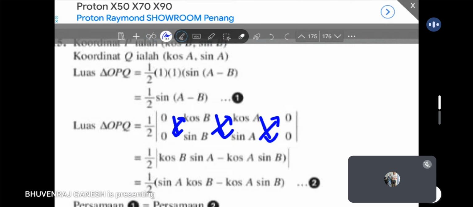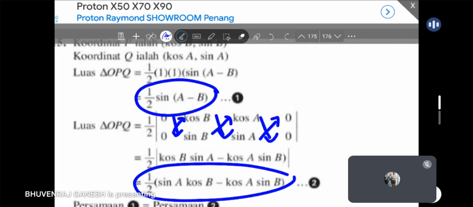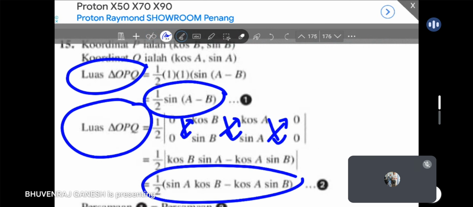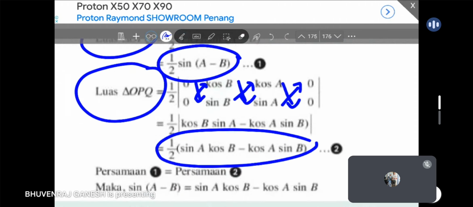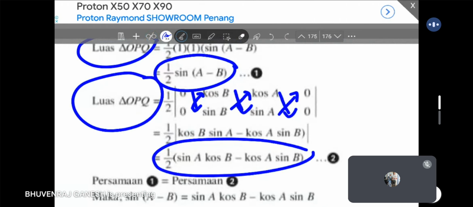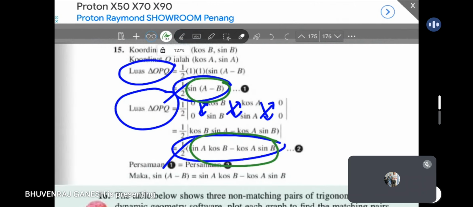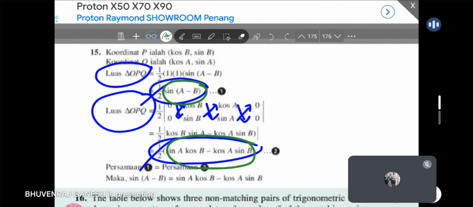Okay, inilah jawapan kamu. Okay, so guys, now we have two equations, guys. So what can I do? I can equalize. Saya boleh samakan. Am I right, guys? Because both of it is talking about the area of OPQ. Okay, kedua-dua bincangkan luas OPQ. So means that I can equalize, samakan. Okay, so when you equalize, you guys will actually get the answer. Okay, so half and half boleh potong. So you can directly compare, bandingkan. So sin(A minus B) is equal to sin A cos B minus cos A sin B. Okay, so this is the answer guys. Ini jawapan dia.